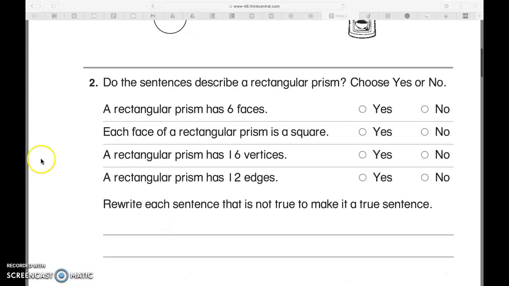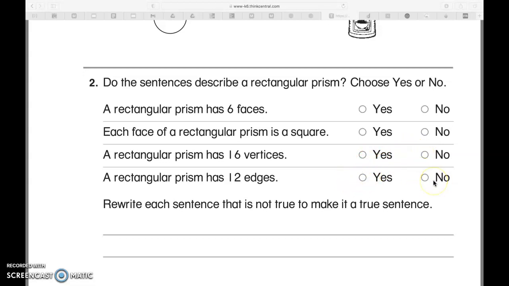Number two, do the sentences describe a rectangular prism? Choose yes or no. A rectangular prism has 6 faces. Yes, no. Each face of a rectangular prism is square. Yes, no. A rectangular prism has 16 vertices. Yes, no. A rectangular prism has 12 edges.